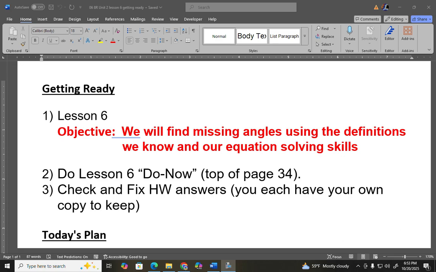So there is a do now on the top of page 34, and your homework answers are posted in your Google Classroom. You don't have a copy to keep, it's just posted in your Google Classroom. So you can check those, and when I see you next, I can answer those questions for you. But let's get started on that do now. I'll do it with you.